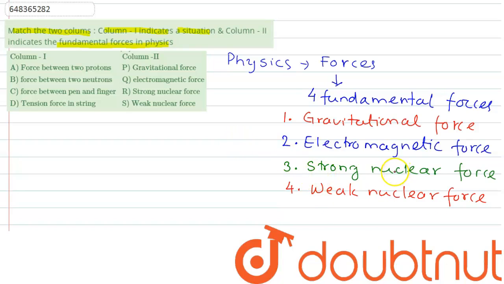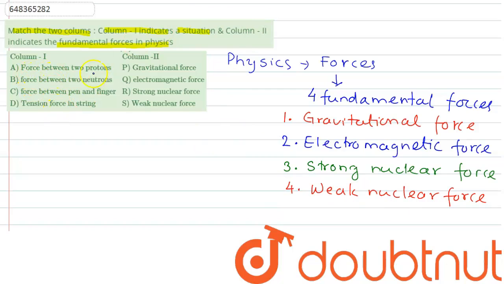So strong nuclear force is the strongest, then comes electromagnetic force, then gravitational force, and the least powerful force is weak nuclear force. Now we have to match the columns.